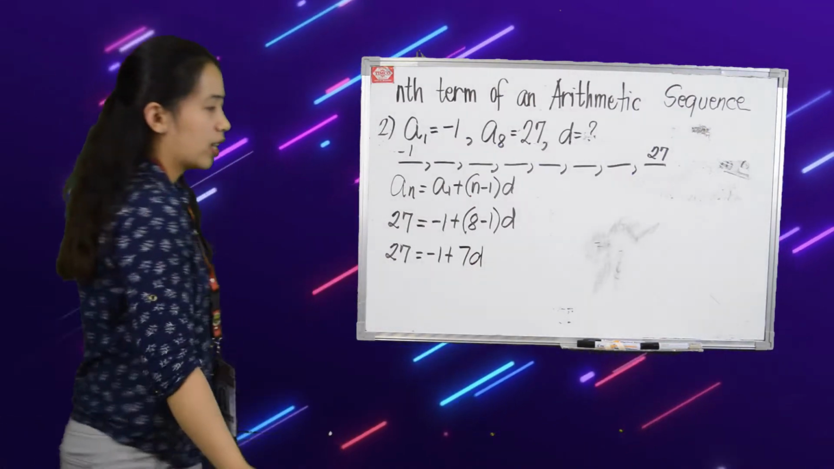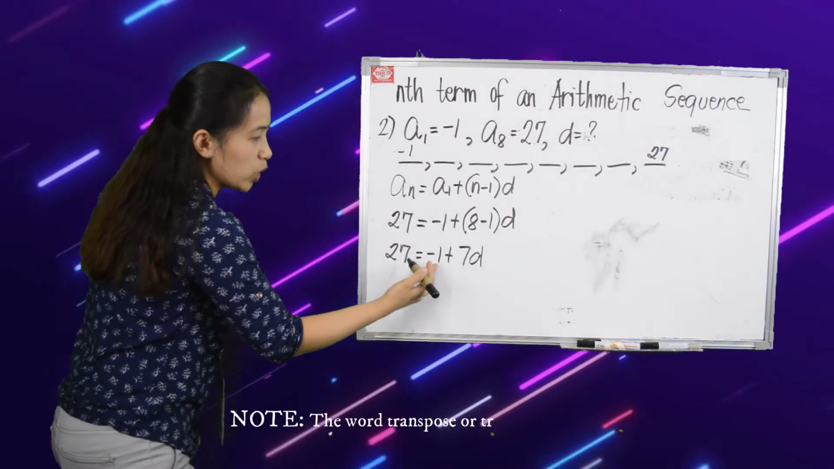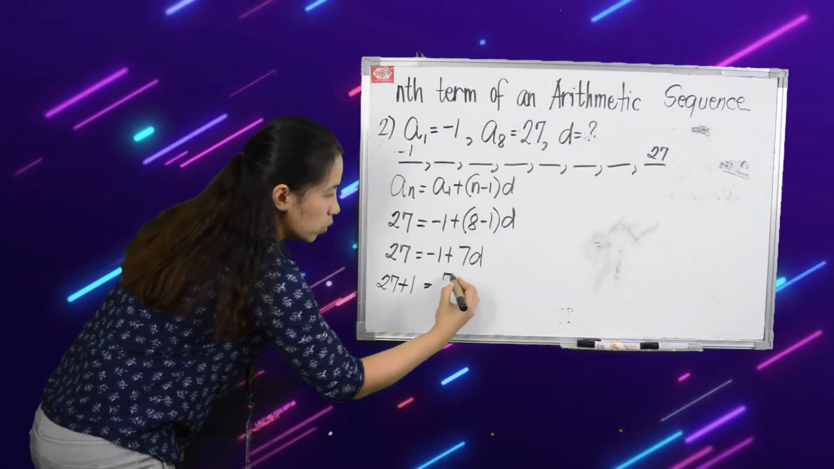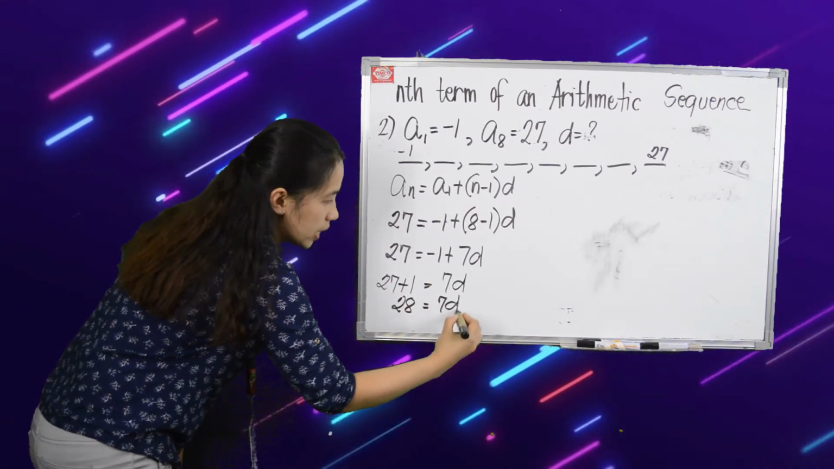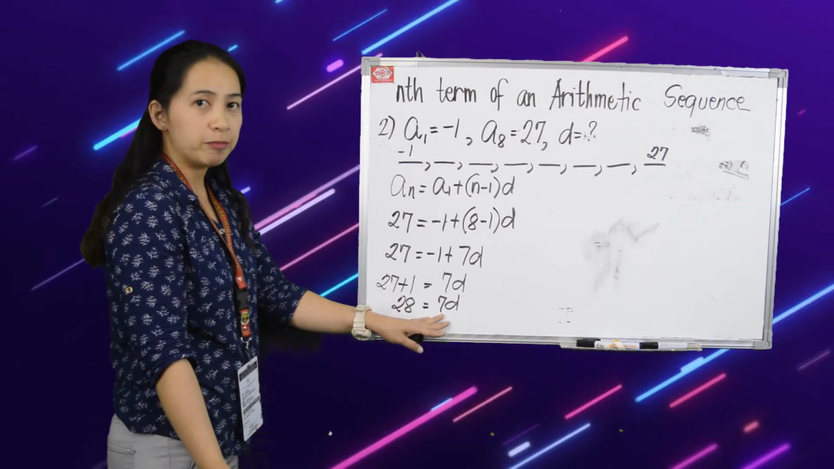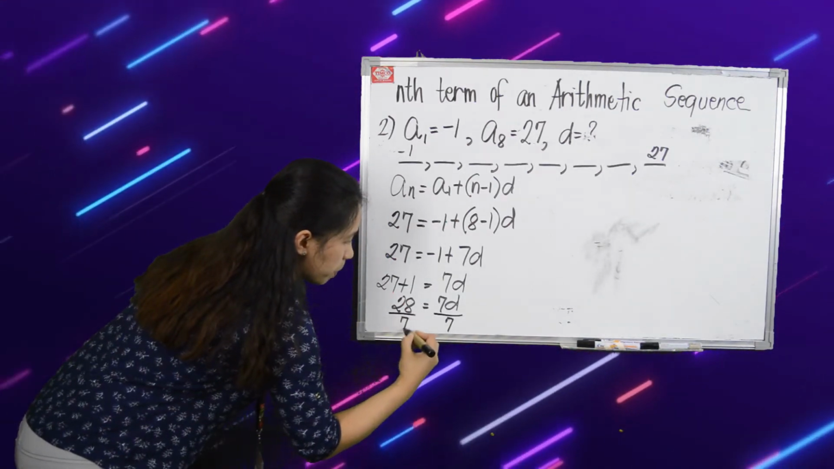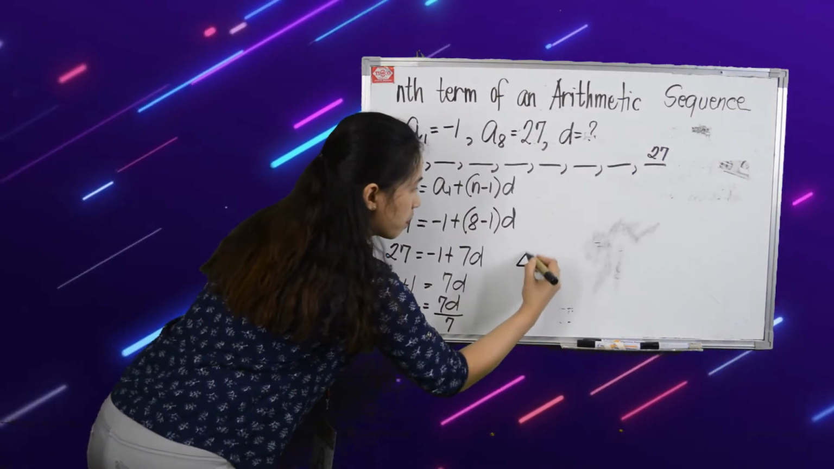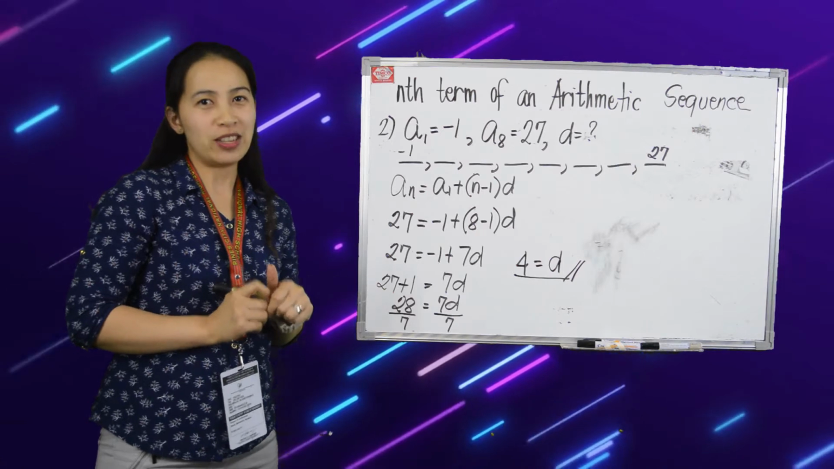Correct? Combine similar terms. We're going to transpose negative 1, so it will become 27 plus 1 is equal to 7d. That will be 28 is equal to 7d. We're looking for d alone. How are we going to get rid of 7? Divide both sides by 7. So 28 divided by 7, that is 4. Therefore, that is the value of d, or the common difference.